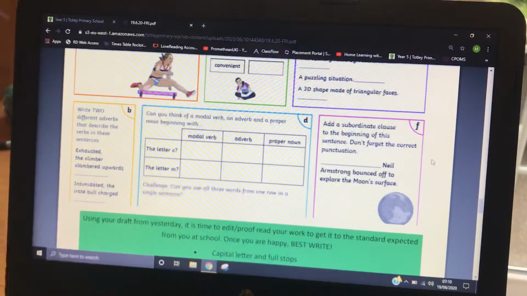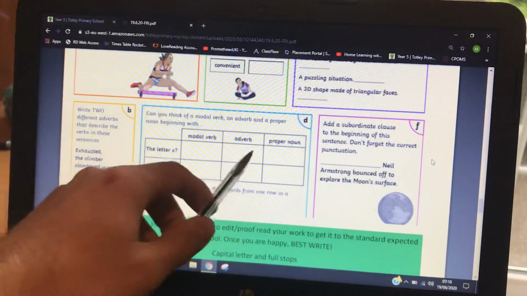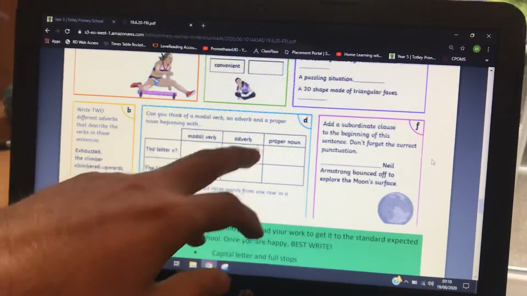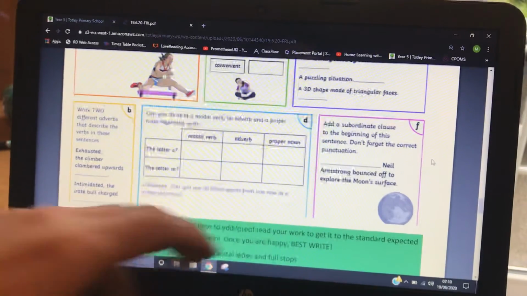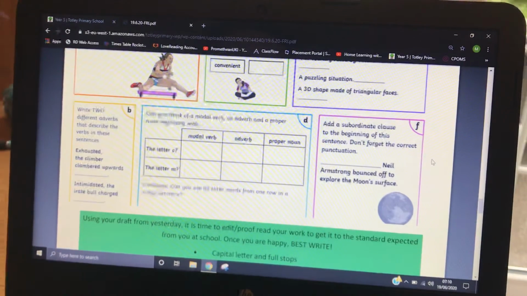Letter M, might. It might happen. Adverb, you could have carefully. And you could have magically, I suppose. And then proper noun, you could have anything, couldn't you? You could have Claire as the person's name, and then for M you could have anything, you could have Mr. Cooper or Manchester.